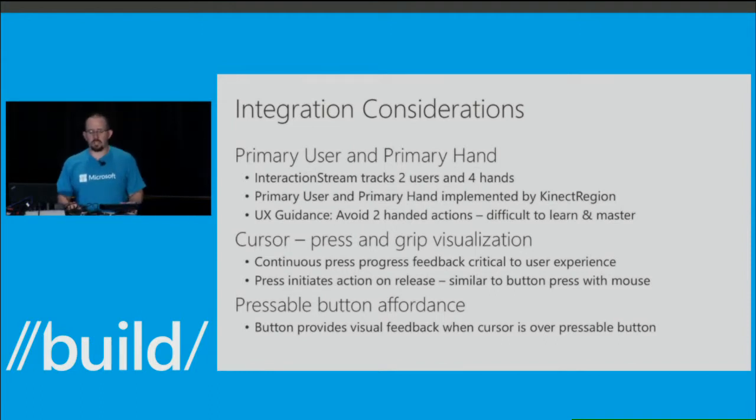So the cursor, again, I think I've said this a couple times, the continuous feedback is really important, and initiating that on release, again, giving the ability to cancel that, similar to the mouse. And then that pressable button affordance that I showed in the controls gallery, where as I moved over those buttons, there was an animation. So again, it gives feedback that I know I can do something there.